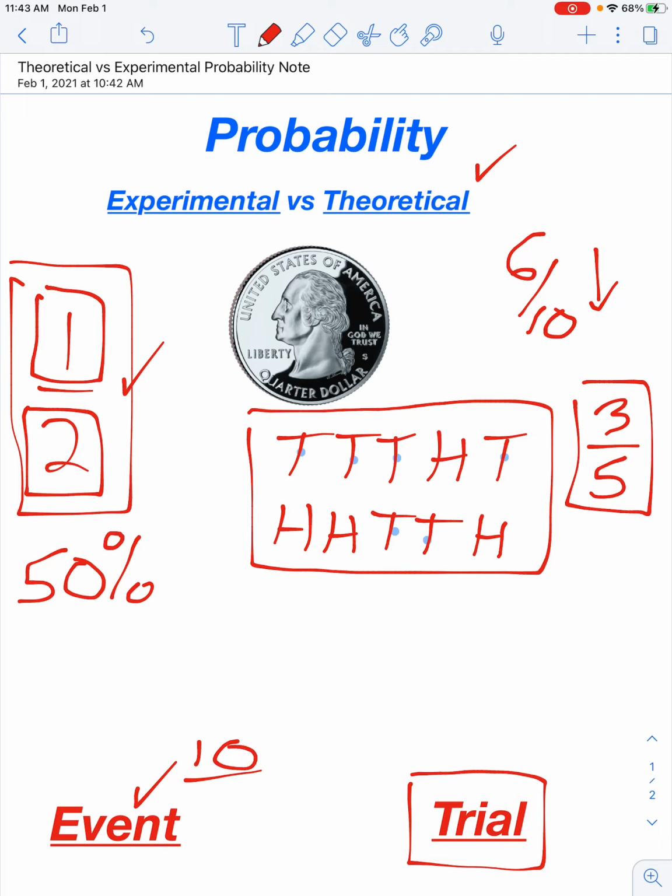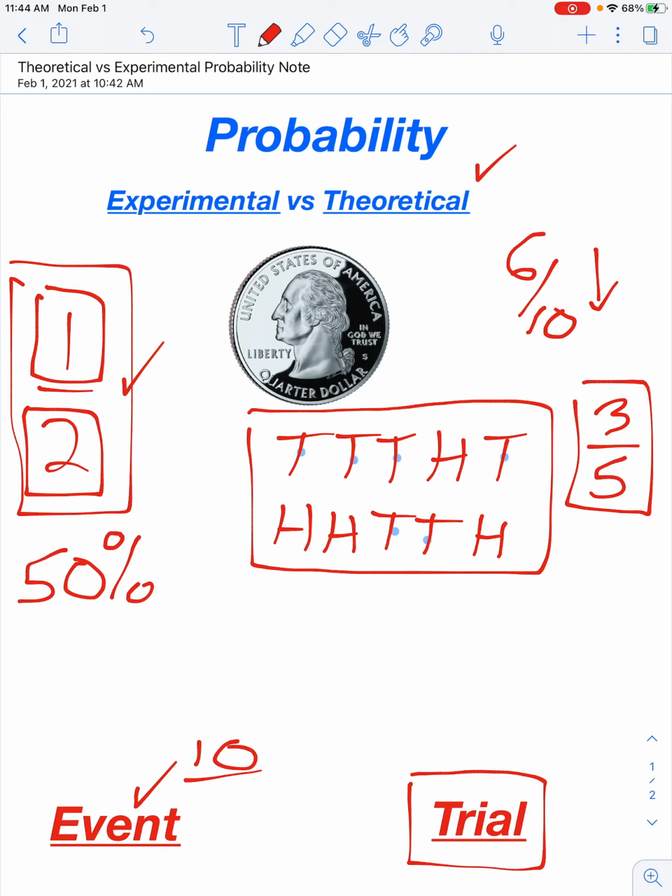When you conduct trials that have small amounts of events, usually your experimental probability will be significantly different than your theoretical probability. We all know that 3/5 is significantly different than 1/2. But here is how the experimental probability and theoretical probability start to make a connection with one another. If I were to ask you to create more events in this trial, doing this more and more and more, okay? So then look what happens, right?